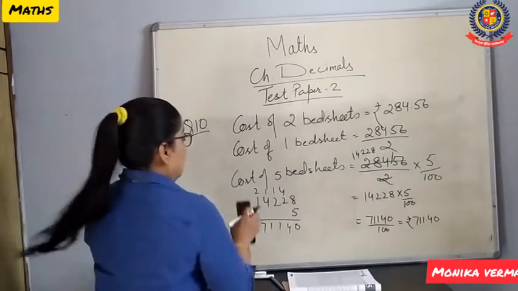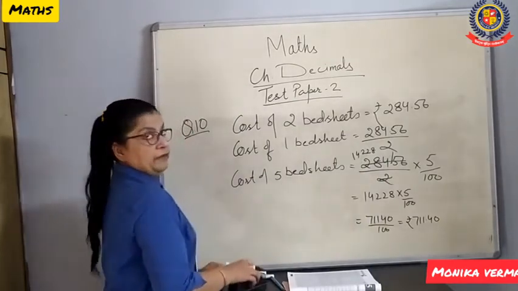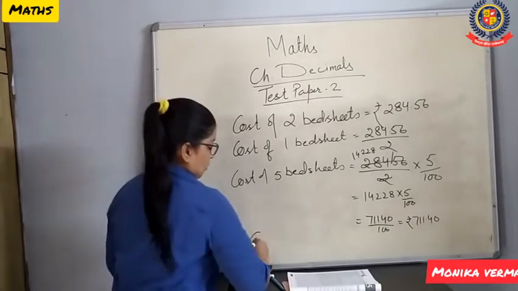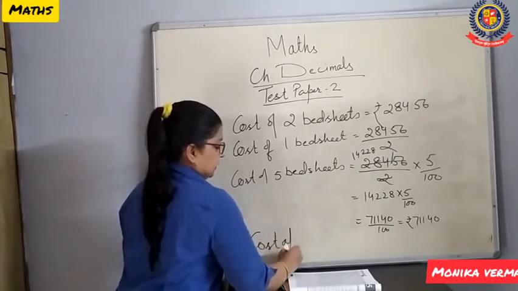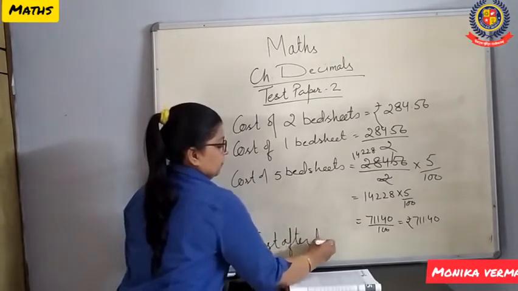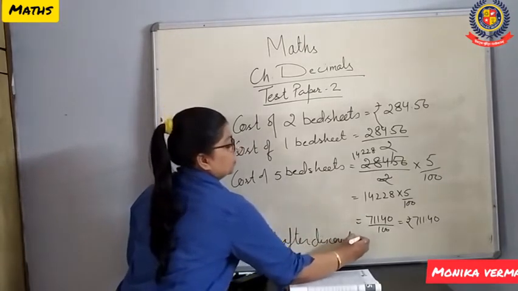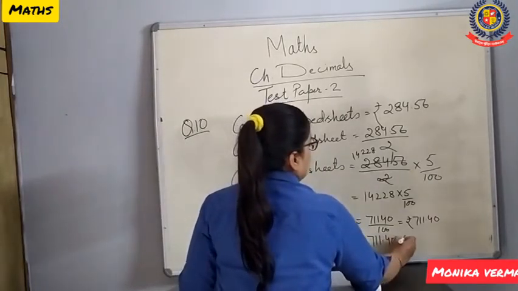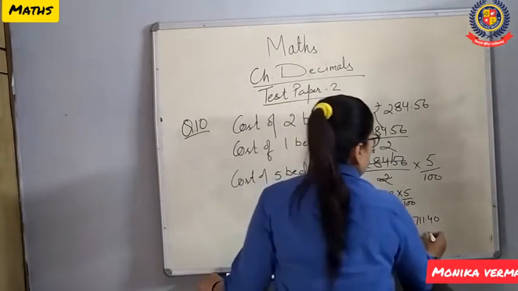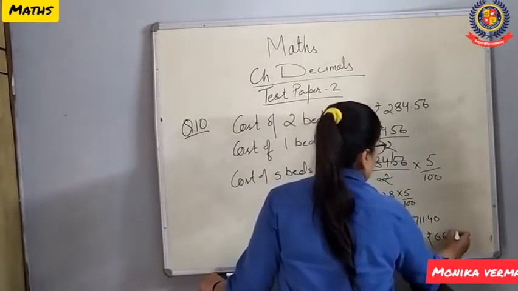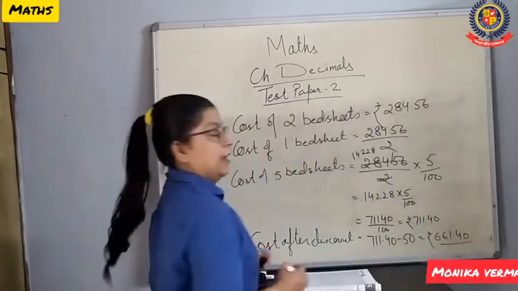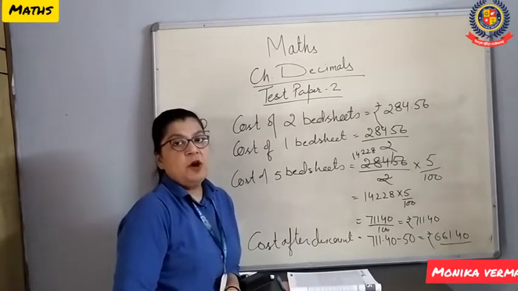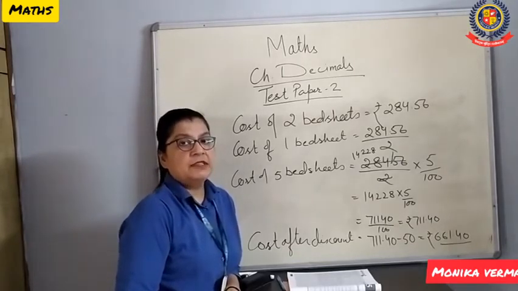711.40. Now he said, if you buy 5 bed sheets, we get a discount of rupees 50. So cost after discount. Discount means subtraction. We got 711.40 minus 50. So we got rupees 661.40, and this is the answer. Rupees 661.40. This is the amount we have to pay for 5 bed sheets after the discount.